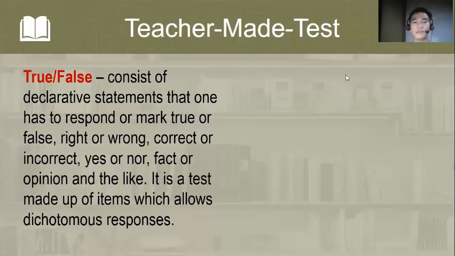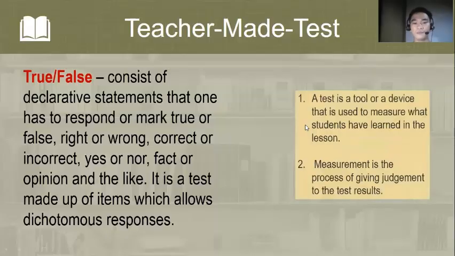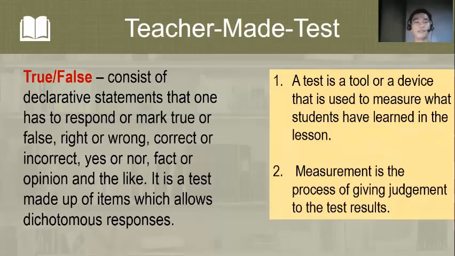So here we go. This is an example of the teacher-made test, which is true or false. Let's answer. Item number 1: A test is a tool or a device that is used to measure what students have learned in the lesson. So what's the answer, true or false? The correct answer is true. As I have said, it's impossible to have 2 answers because this is an objective type of test.